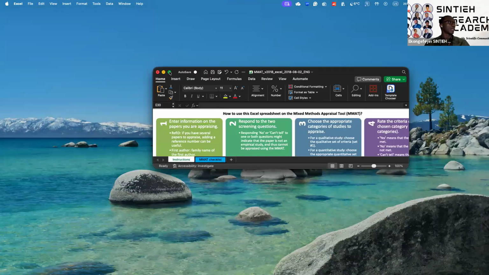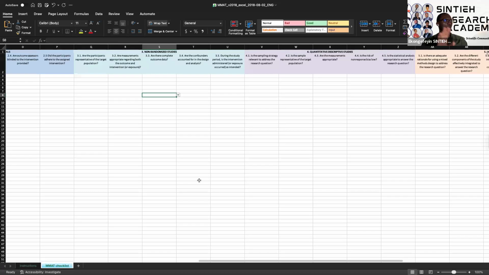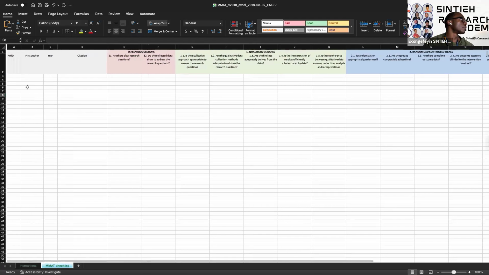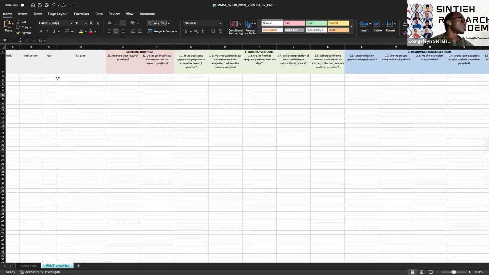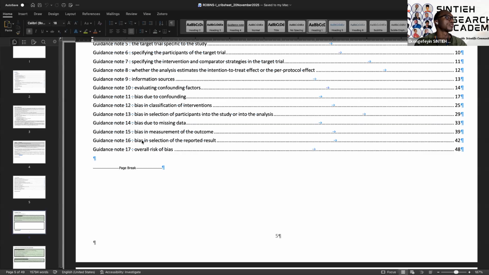So this is an on-field form. This is how you receive it when you download it. Again, we're going to do the same thing. Reference ID, citation. The year is 2025. I think the author's first name is Athene, I hope I spelled it correctly. Screening question: are the research questions clear enough? Let's go and look at the research questions.